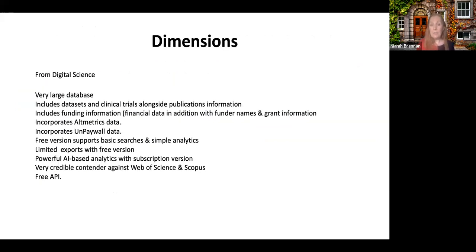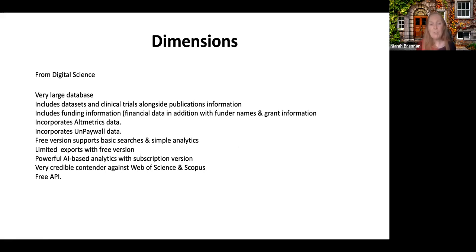Dimensions is the latest contender or competitor to Web of Science and Scopus. It's a very large database. It's not curated. So it uses open citations, as many of the next ones do, and artificial intelligence to create this extremely large database. It includes data sets and clinical trials as well, along with some reports. And it includes funding information, but you have to pay for that section of Dimensions.